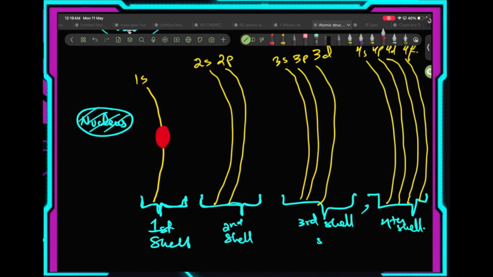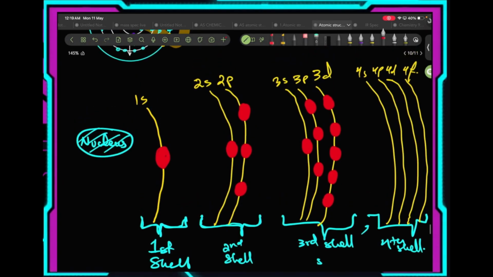Then the 2s, what about the 2s? How many orbitals? One orbital. What about the 2p? How many orbitals does the p subshell have? Three, yeah. So 1, 2, and 3. What about 3s? One orbital. 3p, 1, 2, and 3. And what about 3d? It can accommodate 10 electrons, so 5 orbitals. 1, 2, 3, 4, and 5.